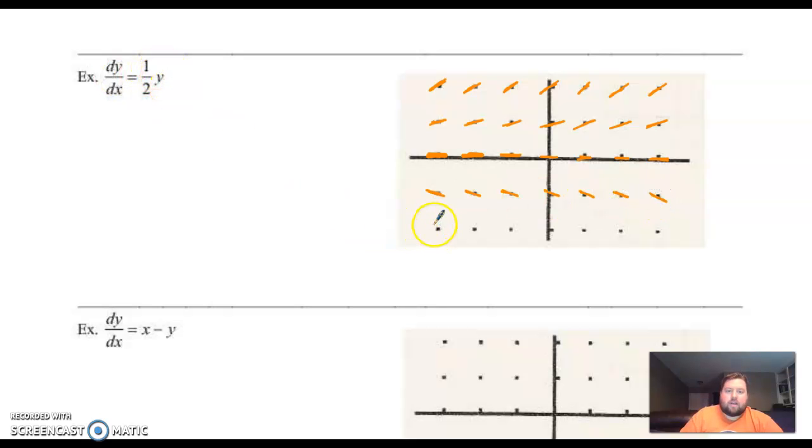And negative 2, I get negative 1. All right, and let's draw a curve through 1, 1. All right, so 1, 1 is right here.